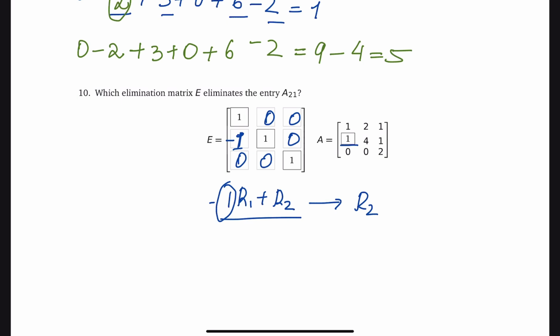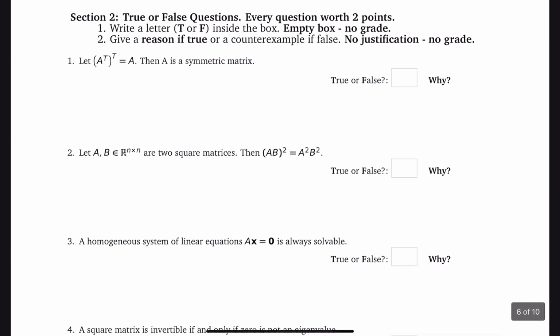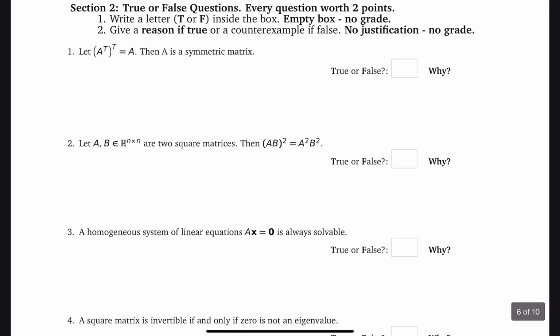So that's going to be the elimination matrix. So this is the first section. In the second section, we need to answer 5 true/false questions. So the first: let A transpose and its transpose is equal to A, then A is a symmetric matrix. Which is a false statement in general, because any matrix will fulfill the statement, right? In order to show that the statement is false, it is enough to give one counterexample.